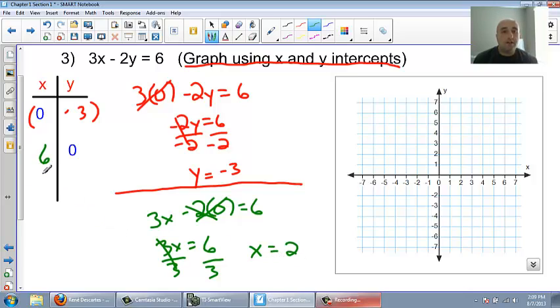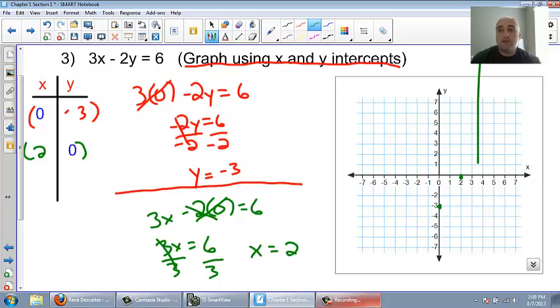So my ordered pair over here, oops, a little bit of a typo there, is not equal to 6, because we just figured out that it was equal to 2. So x is equal to 2 when y is equal to 0. So now basically what we've done is we were able to graph this equation using just the x and y intercepts. So the last thing we need to do is just plot these 2 points. 0, -3. So 0 and 3 down. There is my first one. And then 2, 0, 2 to the right, 0 up and down.